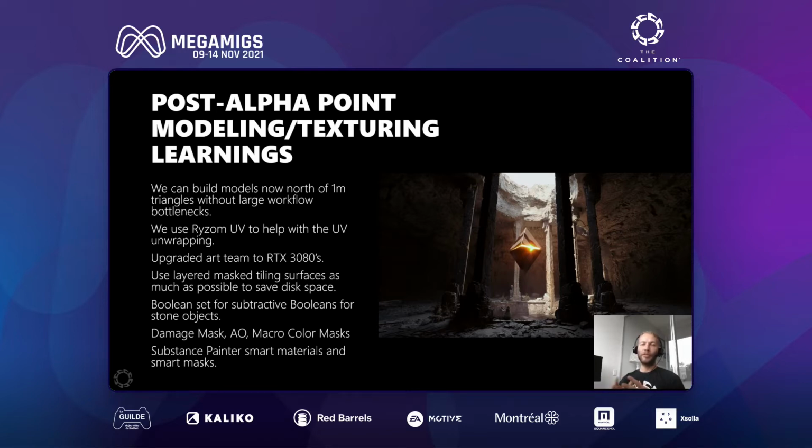We've created a Boolean set for subtractive Booleans for stone objects. So we can give this Boolean set to, say, an outsourced vendor and say, use this to do subtractive Booleans to create the shapes and damage and wear and tear on these stone objects, for example. We have a damage mask, an AO map, and a macro color mask that we are baking out for all of these assets, but they can be lower resolution, so it's not as much of a memory sink. And we are leveraging Substance Painter Smart Materials and Smart Masks to generate a lot of these masks and materials that we're using now. So these are all more recent learnings post Alpha Point.